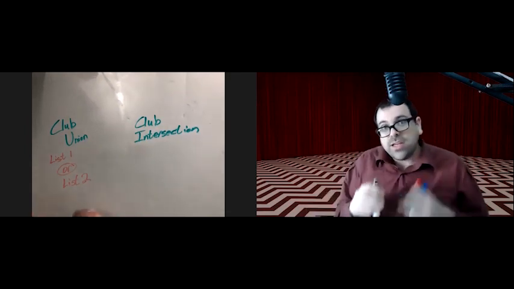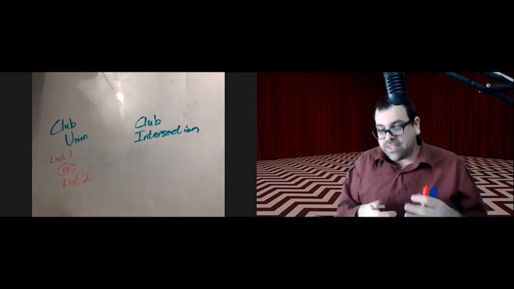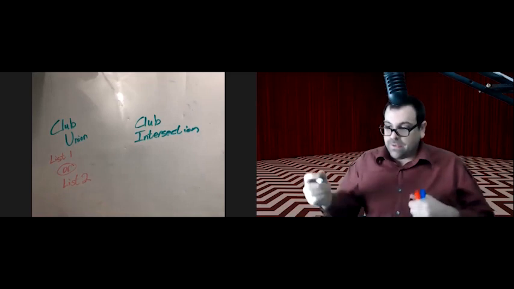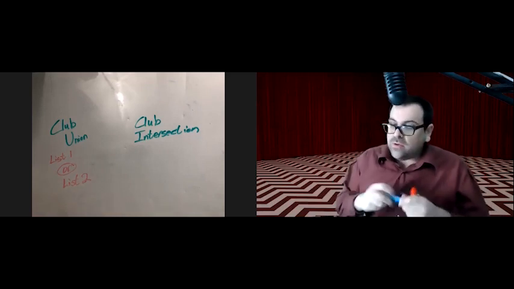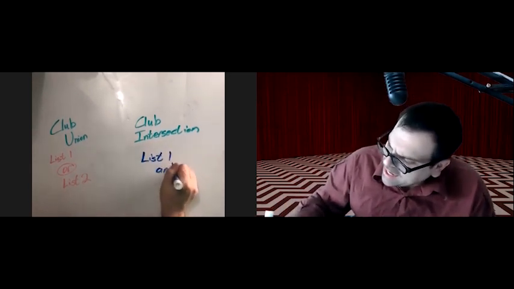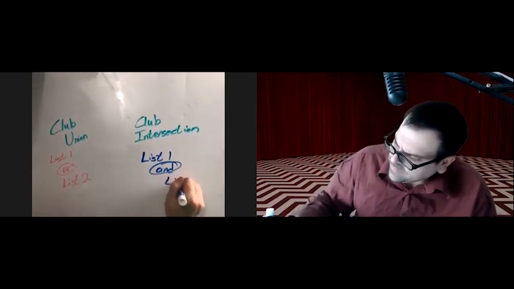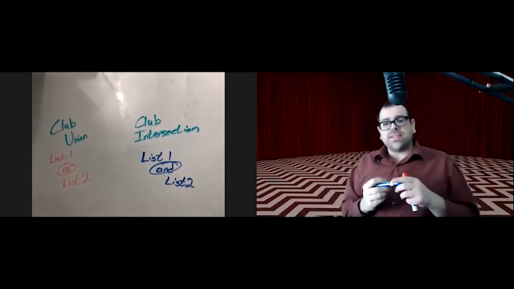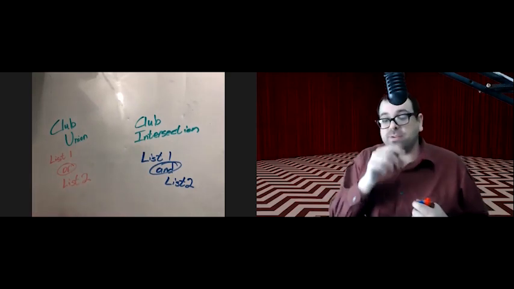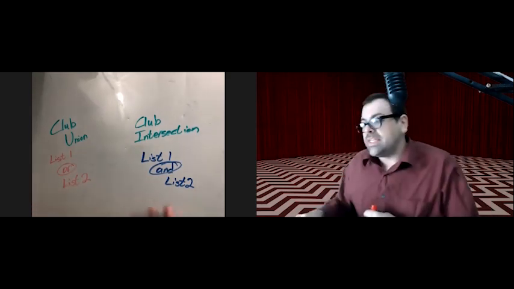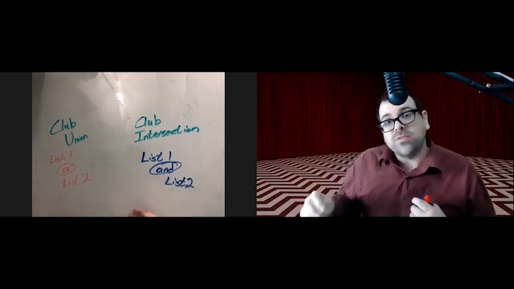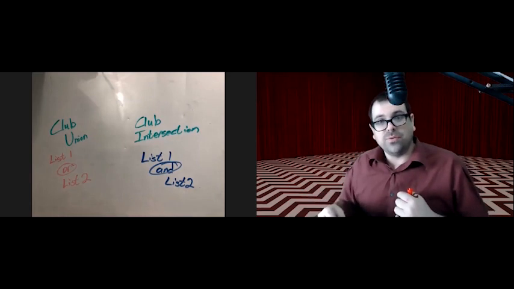Club Intersection is a lot more restrictive, okay? It doesn't let as many people in as Club Union. Club Intersection, you get in if you are on list 1 and list 2. So 2 lists at the door. Club Union, to get through the door, you just need to be on one list or the other. But to get into Club Intersection, you need to be on both lists. You need to be on list 1 and list 2.